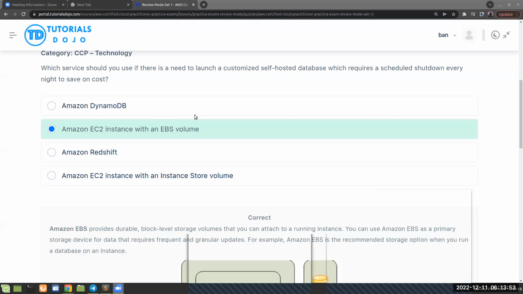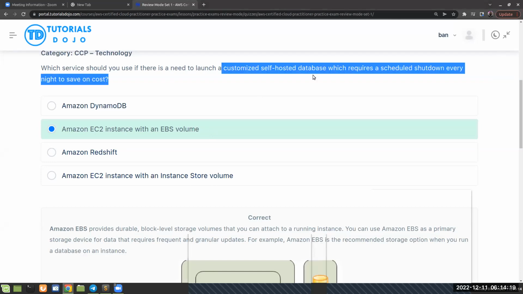But EBS is persistent storage. So if you shut down the instance and turn it on again, you still have access to the data, just like your laptop. Your laptop uses a disk that is persistent storage. When you shut your laptop and come back and turn it on, you always have the data you stored. But with instance store, once you shut down, the storage goes away.